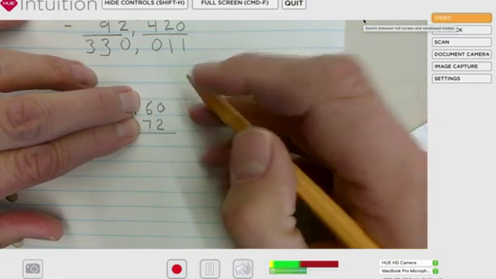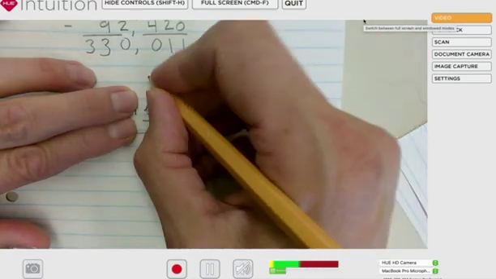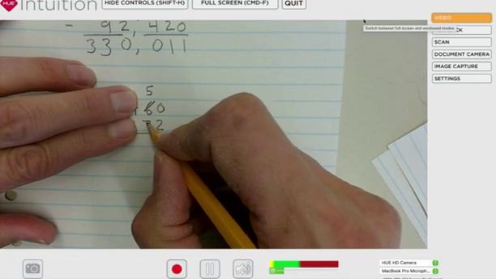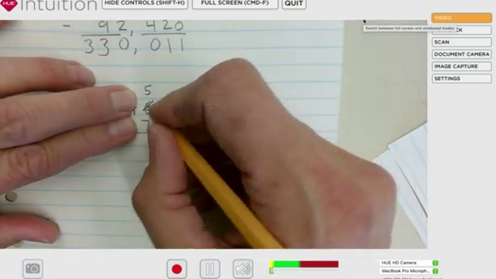6 minus 7, you can't. Well, you can still take from it. Listen, it used to be a no. It's still going to be a no. 6 minus 7, it's still a no. Nothing's really changed.